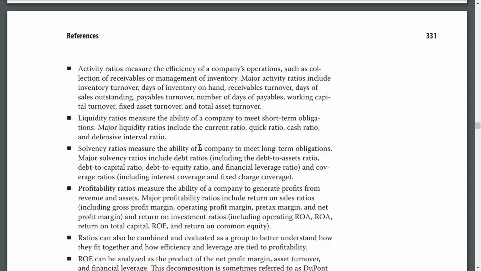Liquidity ratios measure the ability of a company to meet short-term obligations. Major liquidity ratios include the current ratio, quick ratio, cash ratio, and defensive interval ratio. Solvency ratios measure the ability of a company to meet long-term obligations. Major solvency ratios include debt ratios, including the debt to asset ratio, debt to capital ratio, debt to equity ratio, financial leverage ratio, and coverage ratio.